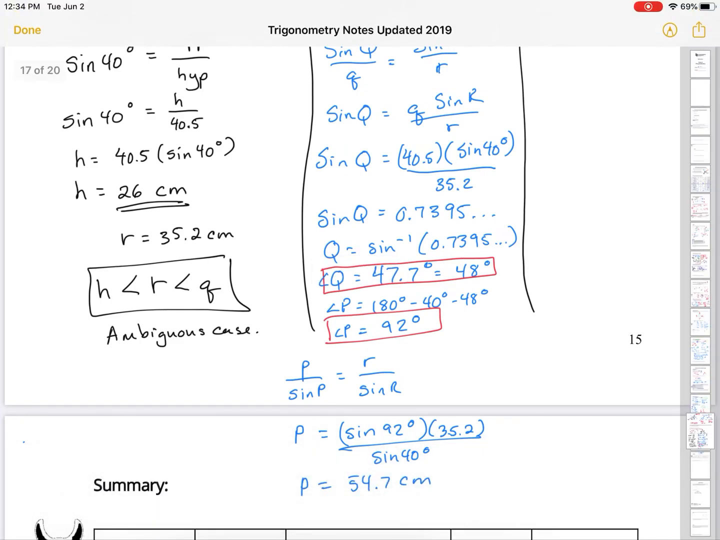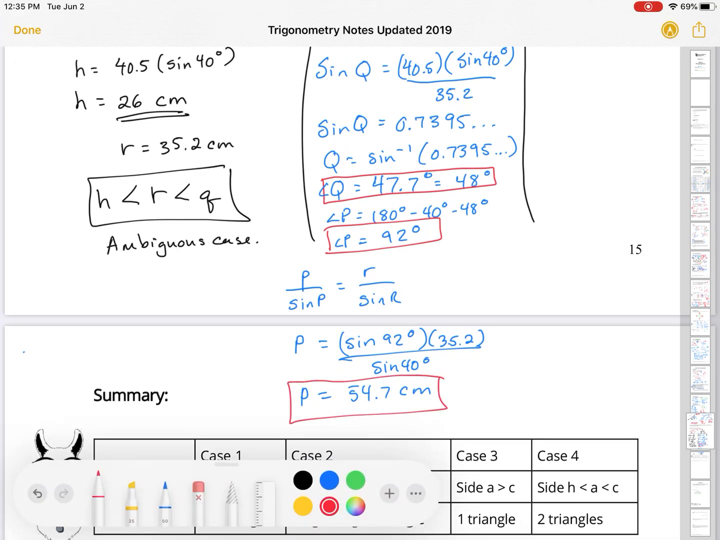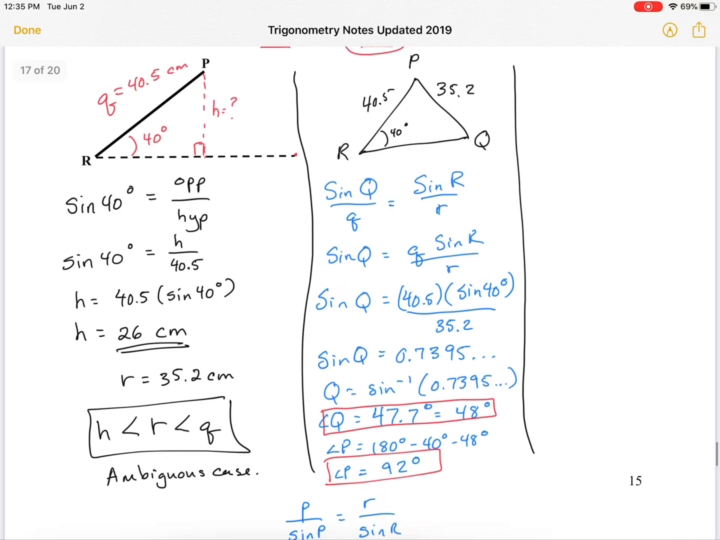You'll notice I'm putting them in little boxes. That's so that I can find the answer. Sorry, I went over on the other page. I used up a lot of space for this one. Okay, so that's the one version. Angle P is greater than 90 degrees, but angle Q is not. So this is that one version.